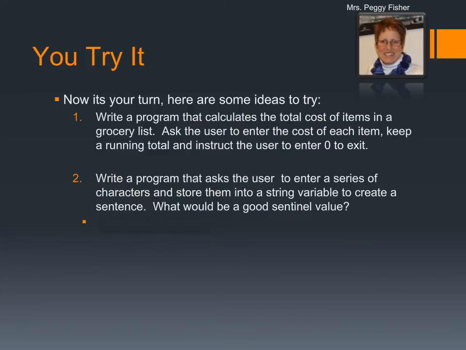They're going to keep entering in numbers, so you might want to ask them to use 0 as your Sentinel value. There won't be any items that cost $0.00. So your loop will continue until they enter 0. At the end, go ahead and print out the total of all the items that they entered as their grocery list. So go ahead and give that a try.